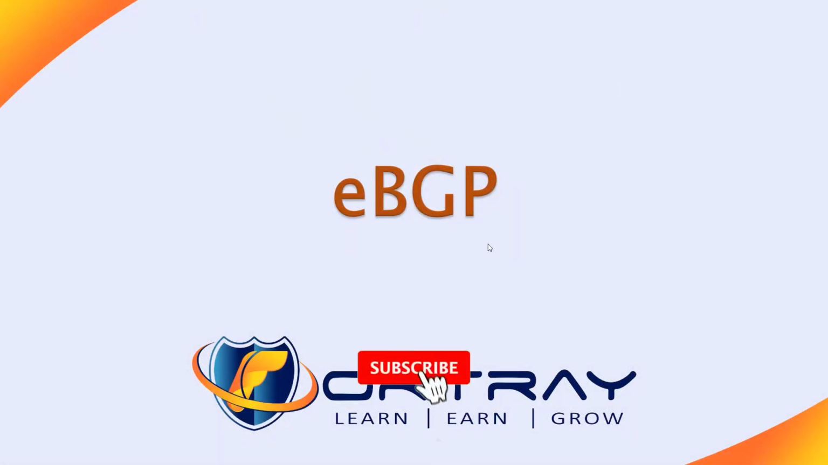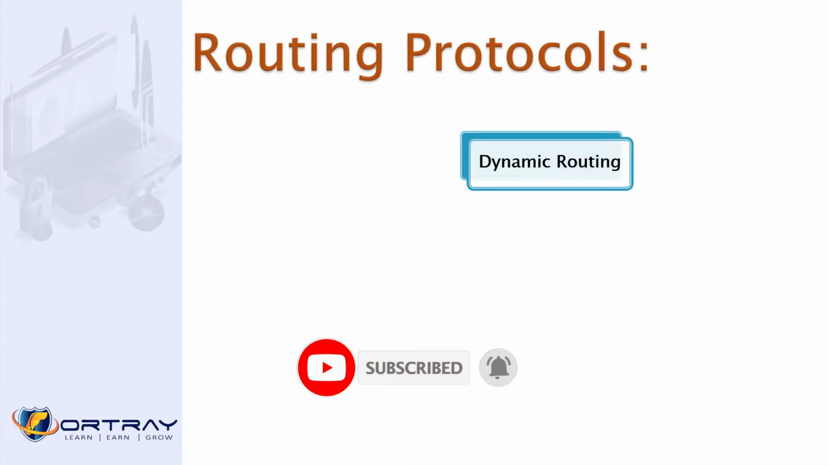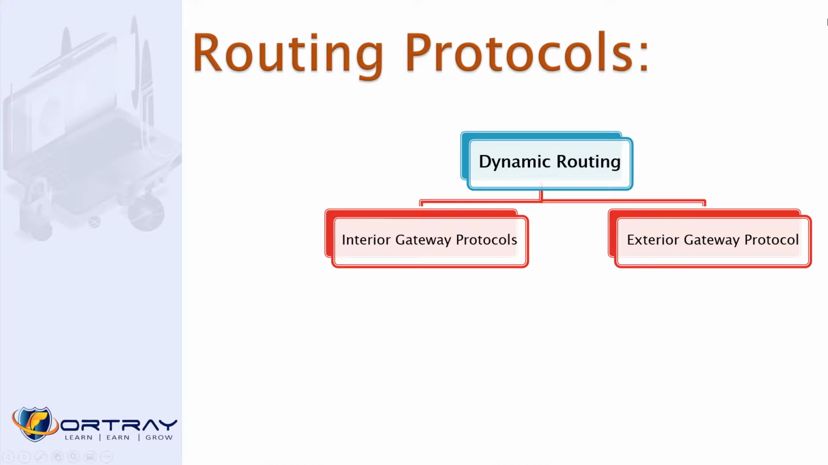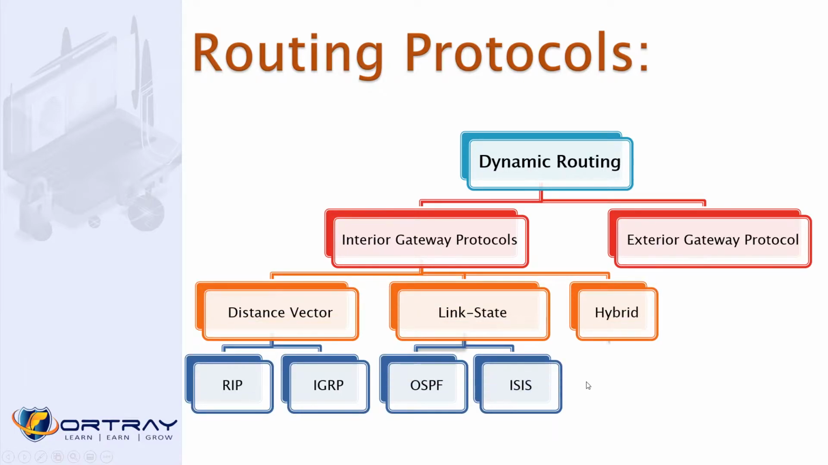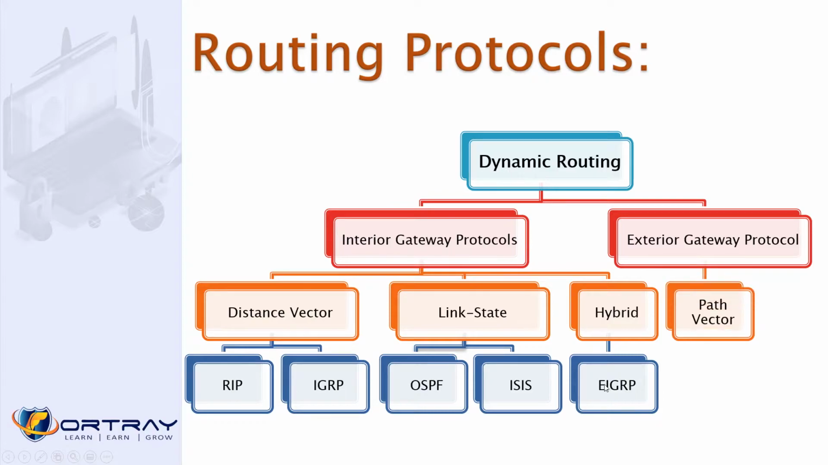Okay, so eBGP. What is eBGP? First of all, let's discuss dynamic routing protocols. In dynamic routing, we have two types of protocol: interior and exterior gateway protocols. Then we have distance vector, link state, and hybrid routing protocols. And in the exterior gateway, we only have path vector and BGP.